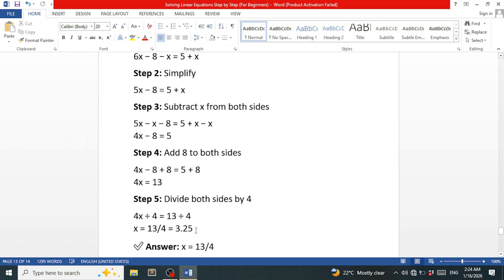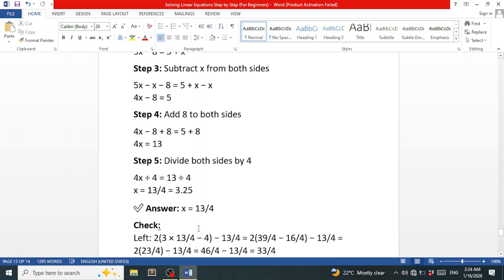Some teachers and students leave the answer as x is equal to 13 over 4. But in an exam, please express this as a decimal or fraction, and leave approximately 4 digits after the decimal point. For this one, it just gives 3.25, or 3 and 25 hundredths. So our answer here is x = 3.25.